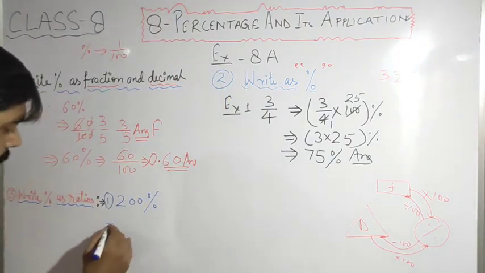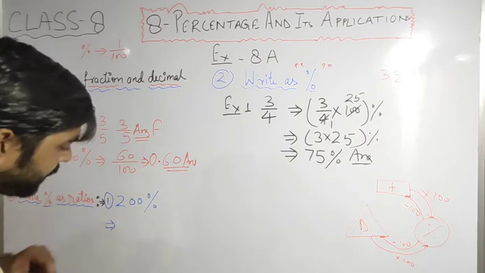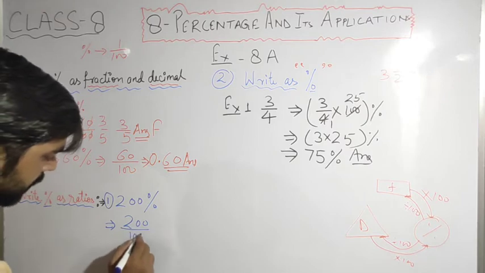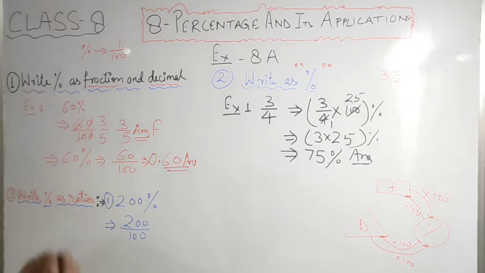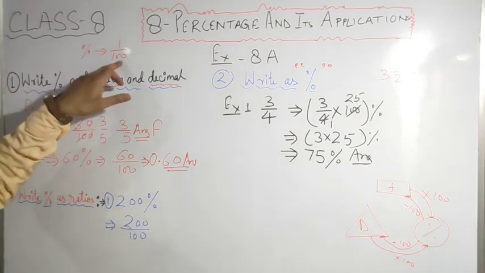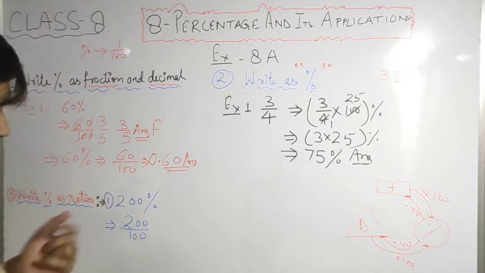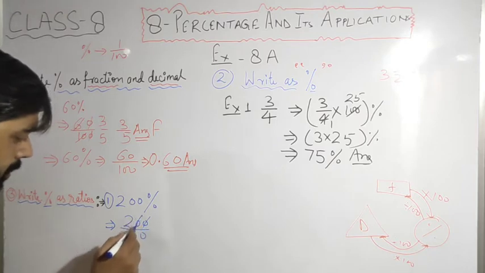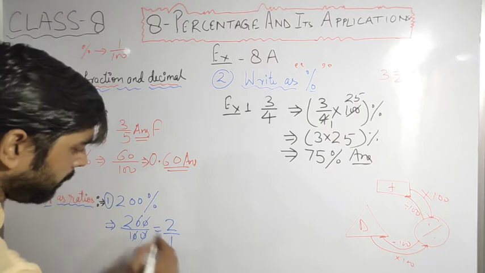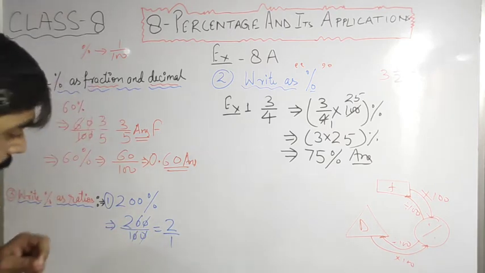Children, look, this is 200%. So how can we write it in fraction form? 200 upon 100. Understood? Yes, this is known. The percent symbol means 1 upon 100. And when you multiply 1 upon 100 by 200, we get 200 upon 100. Okay? The zeros cancel, and you get 2 upon 1.